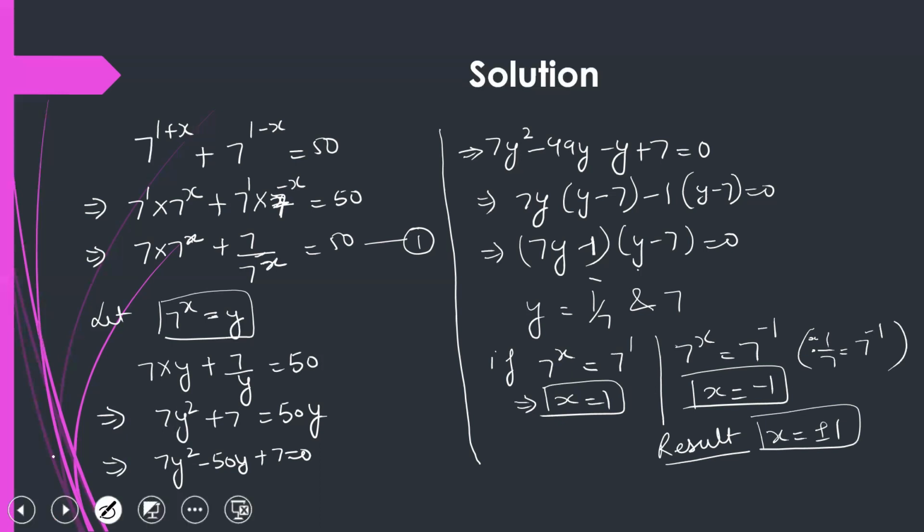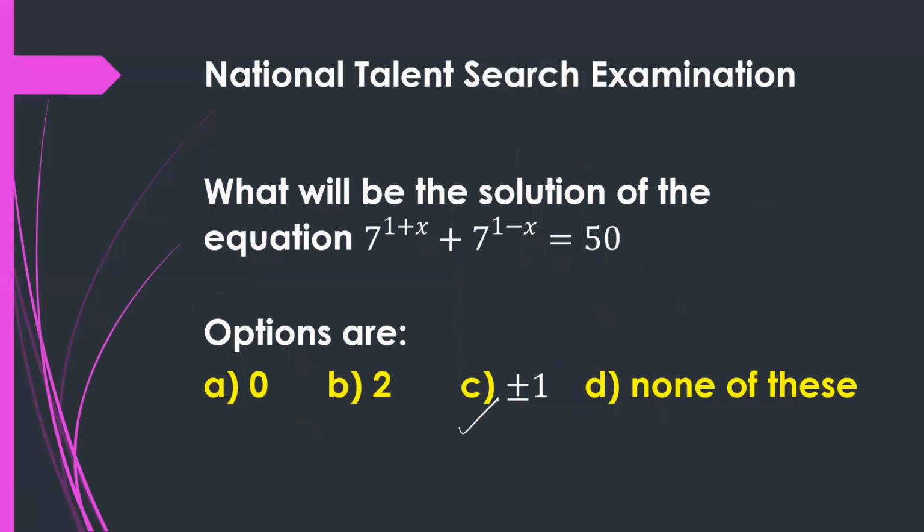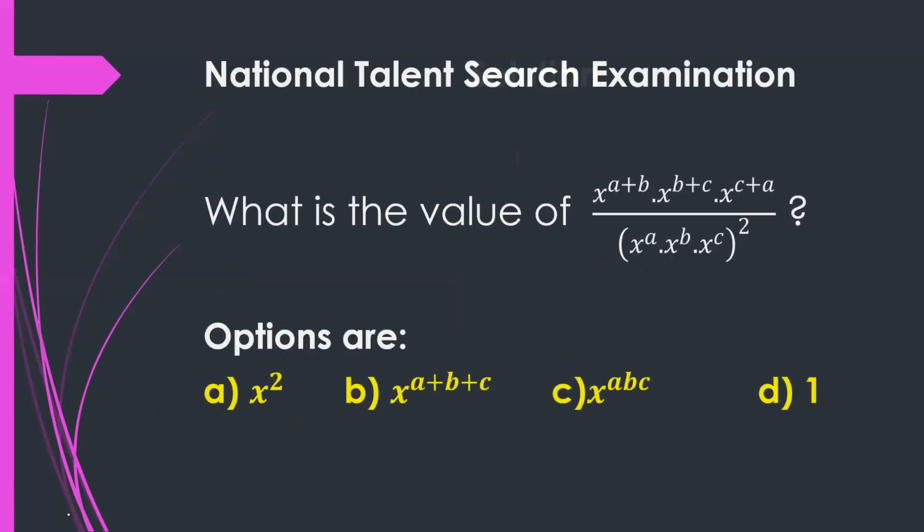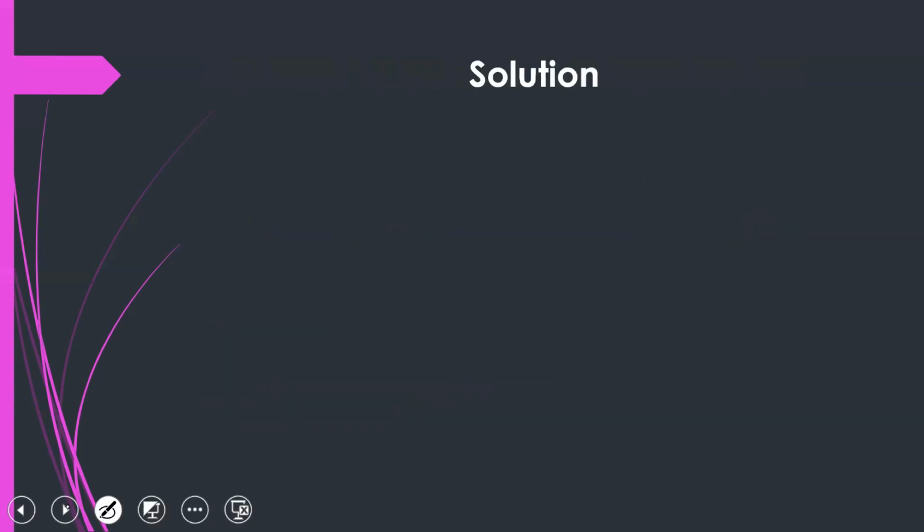Let's see whether we have an option or not. Yes, plus minus 1 is the option of the given problem. Let's move on to the next problem. It says, what is the value of (x to the power a plus b multiplied by x to the power b plus c multiplied by x to the power c plus a) over (x to the power a, x to the power b, x to the power c) whole square? Options are x square, x to the power a plus b plus c, x to the power abc, or 1. Let's see which one of these is the correct answer.